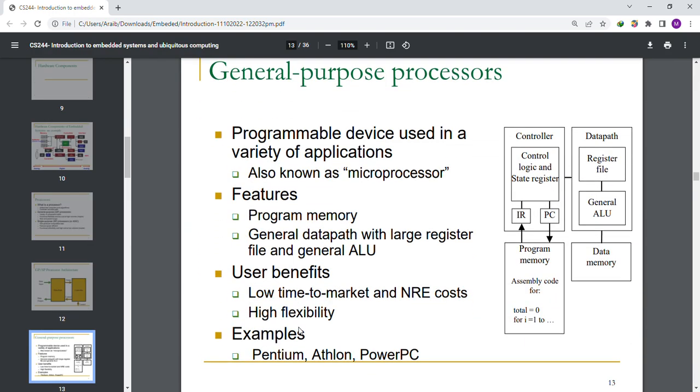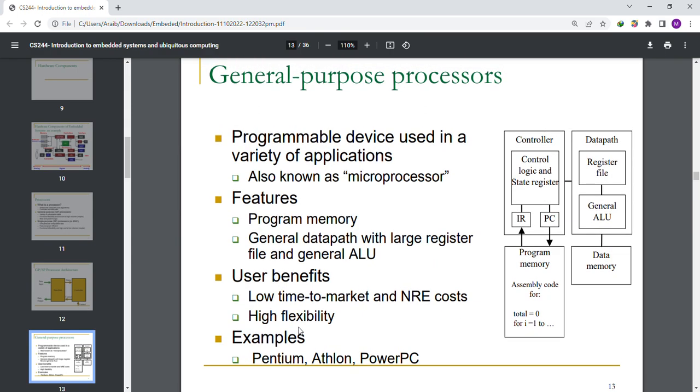And then let's move toward the next slide. General purpose processors are programmable devices used in a variety of applications, also known as microprocessors. Features: program memory, general datapath with a large register file, and general ALU. User benefits: low time to market and NRE cost, high flexibility. Examples: Pentium, Athlon, PowerPC.